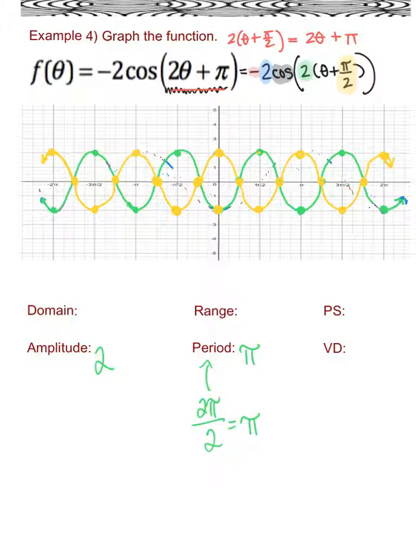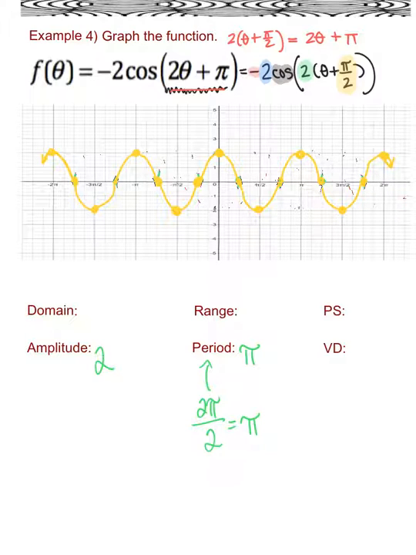Excellent. So now I'm going to go through and erase the green. Why am I erasing the green? Because the yellow is my final. That way it's clear what my final graph is. Alrighty.